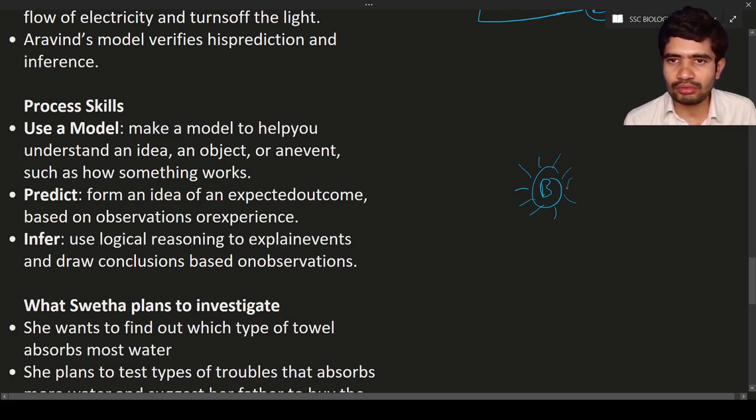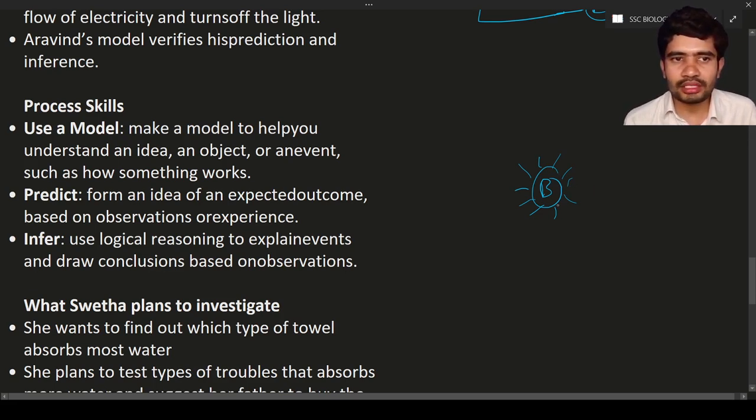Whether it is going to happen or not, that is his expectation, and he is going to do that experiment to prove his prediction. Next is infer. Infer means, so what are the results? Here, logical reasoning is used to explain the event and draw a conclusion based on his observation. By doing this activity, he is going to give the reason why the bulb is glowing and why the bulb is not glowing, and so on. So he is going to interpret his experiment.